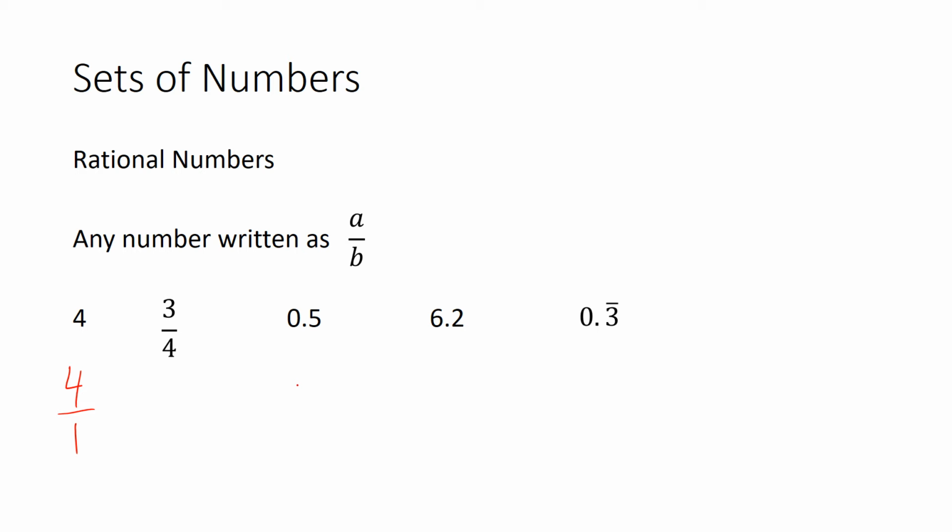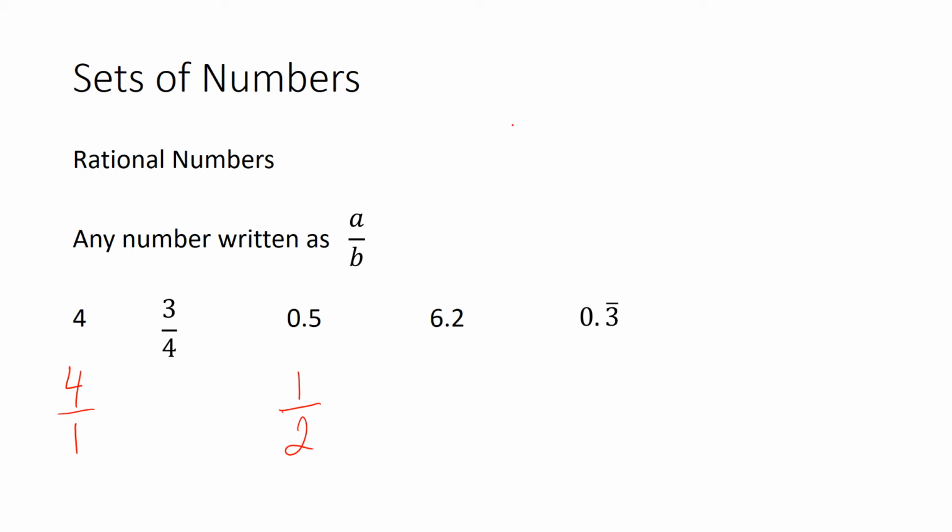0.5, think about what 0.5 is. That'd be 1/2, right? 6.2 and 0.3 repeating, that's what this lesson's about. We're going to learn how to write these two as a over b, or as a fraction where the numerator and the denominator are both integers.